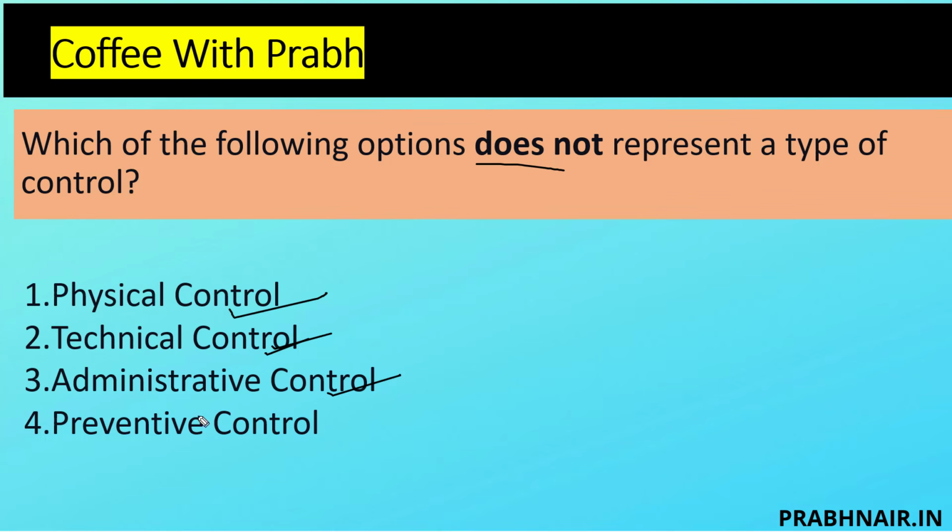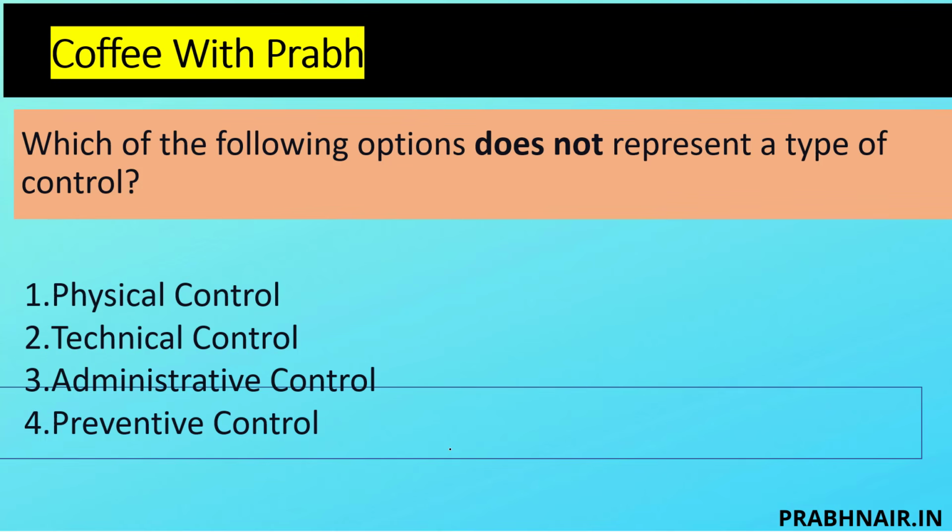Preventative is a category, it's not a type. That's why the answer is preventative control. Okay, now next question.